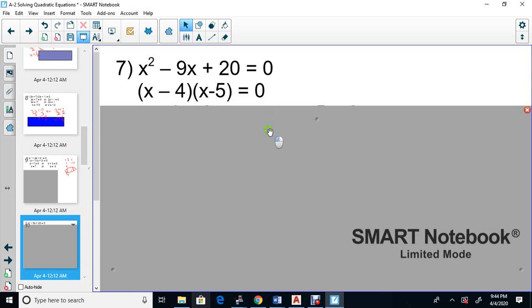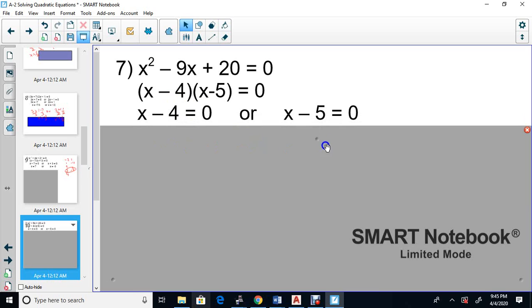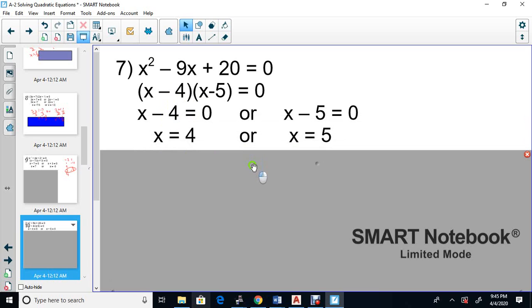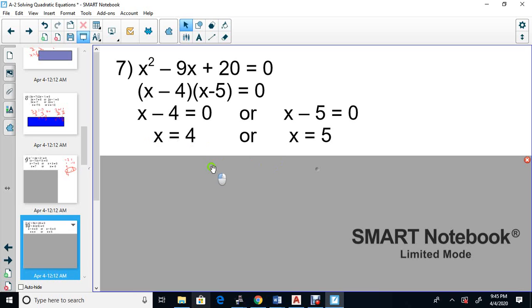So here you set up the two brackets. x minus 4, x minus 5 equals 0. Minus 4 times negative 5 is 20, and they add to negative 9. Now you put each bracket equal to 0. And then you bring the 4 across and you bring the 5 across. And you have x equal to 4 or x equal to 5.